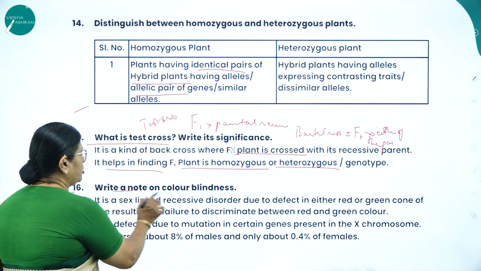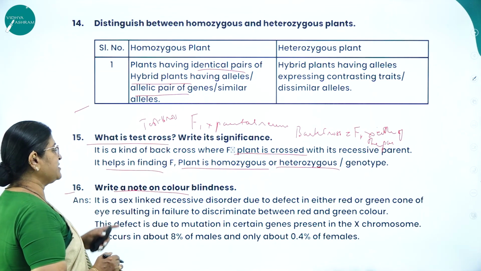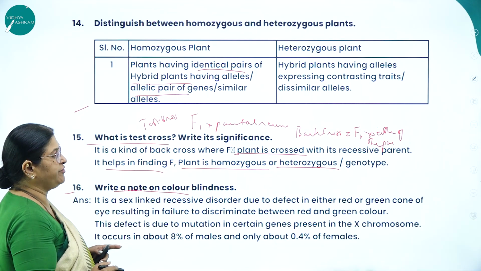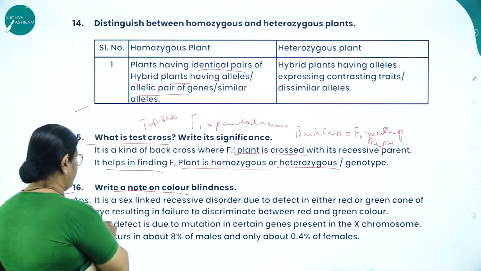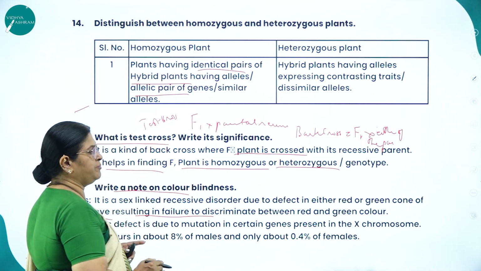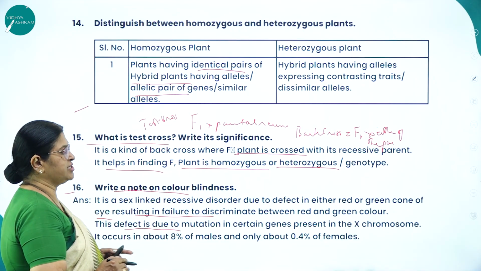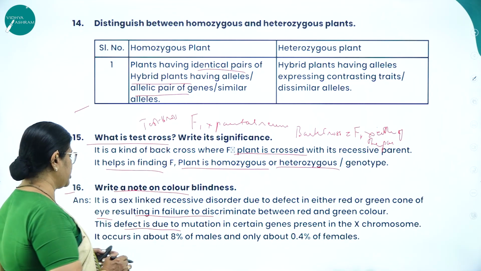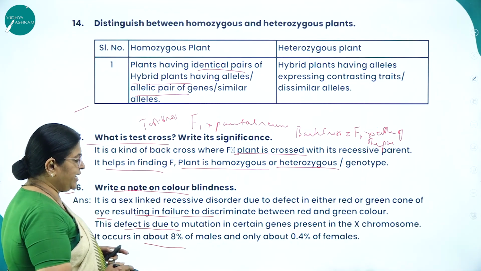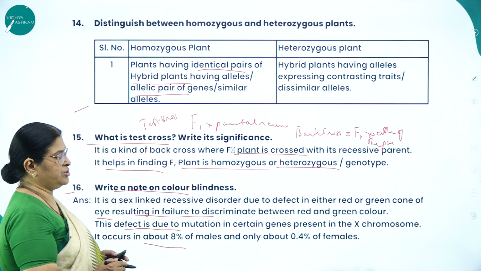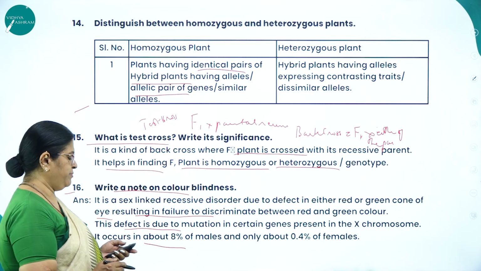Next, write a note on color blindness. It is a sex-linked recessive disorder due to a defect in either the red or green cone of the eye, resulting in failure to discriminate between red and green color. This defect is due to a mutation in certain genes present in the X chromosome. It occurs in about 8% of males and only about 0.4% of females.